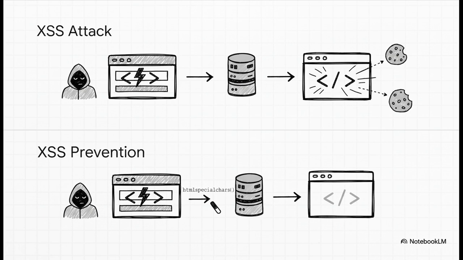This is a sneaky one. It's where an attacker manages to inject their own malicious code, usually JavaScript, into your website, which then gets run by all of your other innocent users. The defense is beautifully simple. Anytime you display content that a user provided, you must wrap it in htmlspecialchars. This function takes dangerous characters like angle brackets and turns them into harmless text, so the browser just displays them instead of executing them.